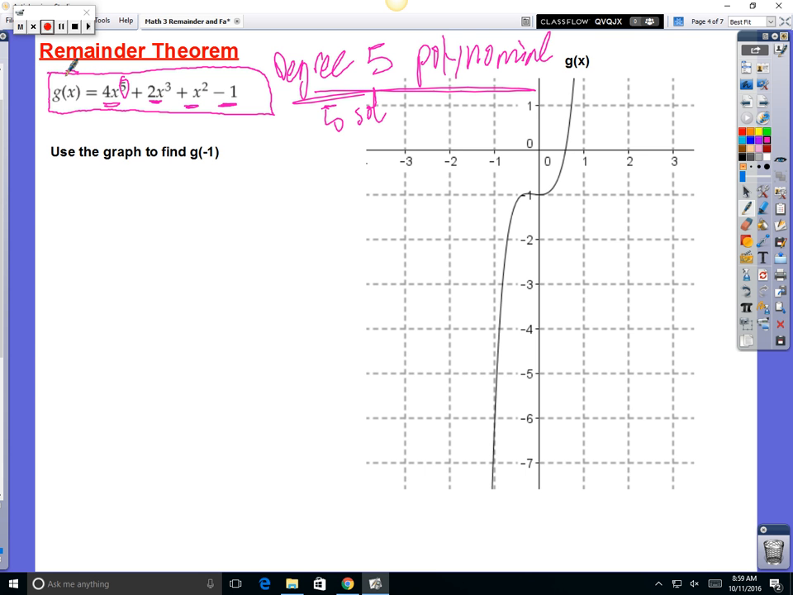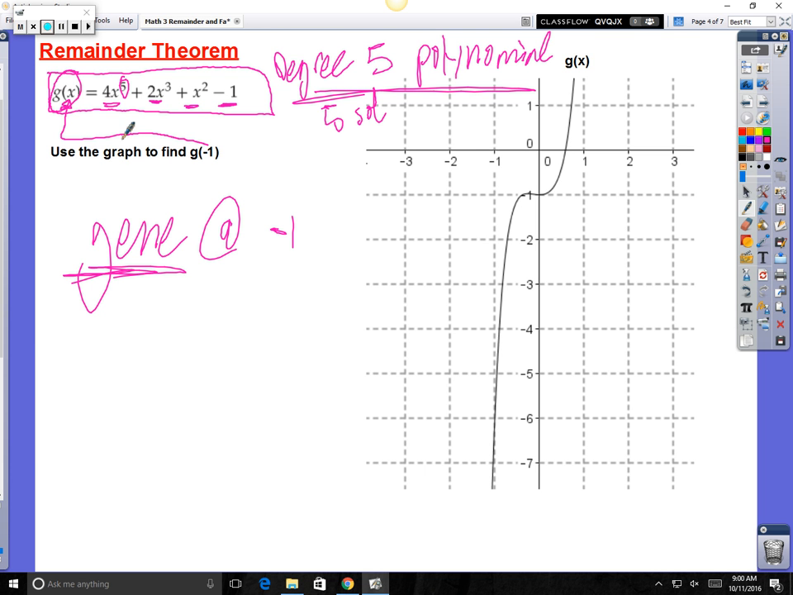Now look. It's G for... Brittany, G for what? What's the name of it? Gene. Alright, this is Gene right here. So this function describes Gene. His name's Gene, so we're going to abbreviate. We're going to use G of X. So check this out. Here's what they want you to find. We're going to do it two ways. They want you to find G at negative 1. So they want you to take negative 1 and put it in place of that X, in place of that X, in place of that X, and in place of that X.